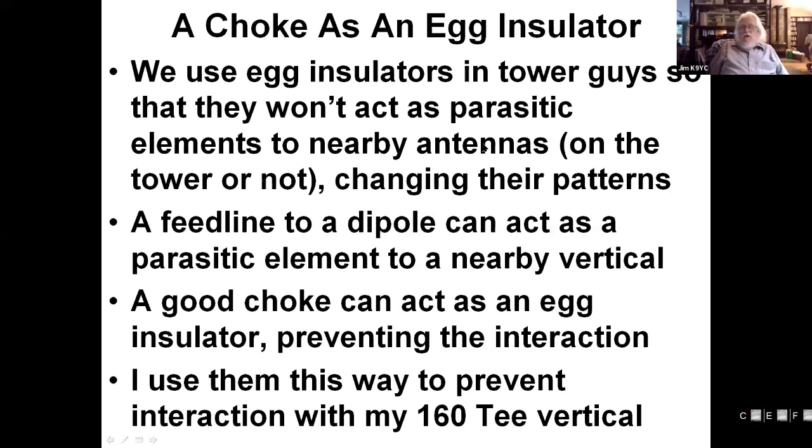We do the same thing in my station, for example. I have high dipoles up about 125 feet, lucky me with the redwood trees. Those feed lines can act as a parasitic element to a nearby antenna. So a choke acts as an egg insulator to break it up and prevent that interaction. I use them that way to prevent interaction with my 160 meter T vertical.